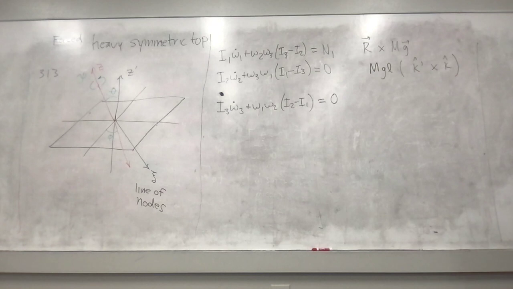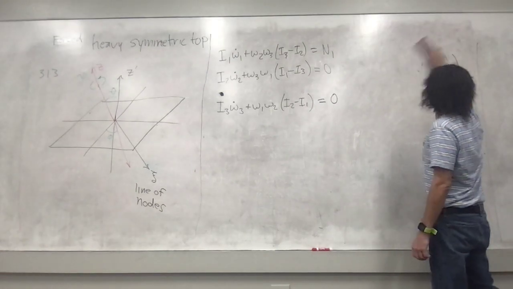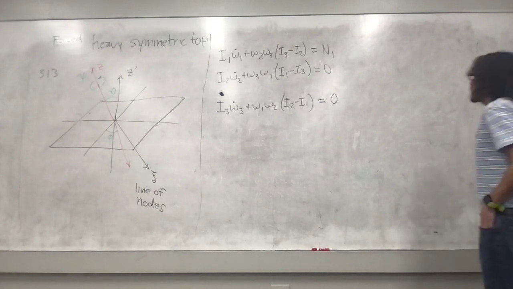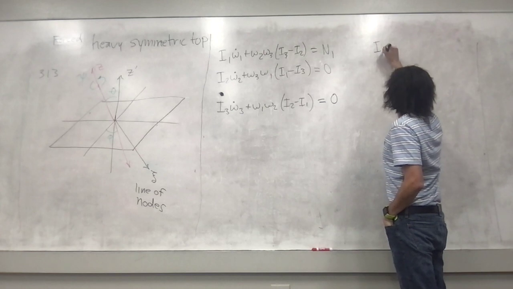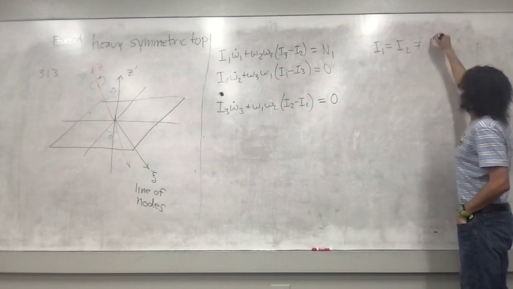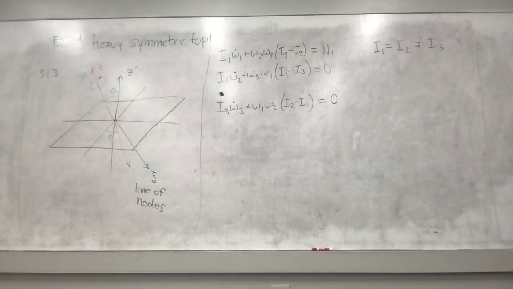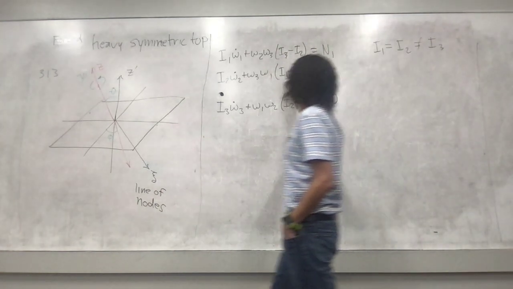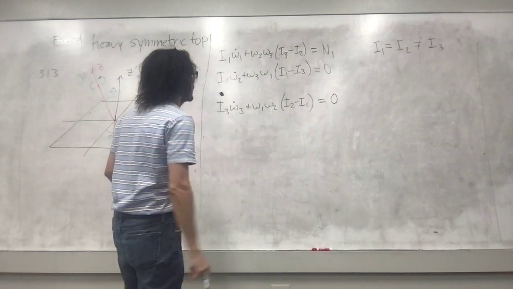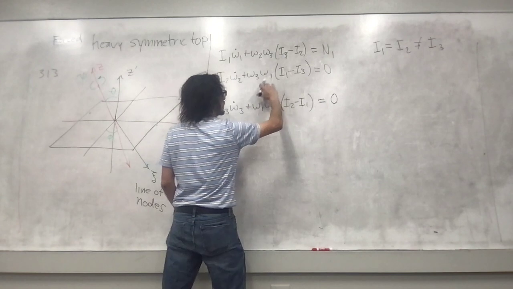So we performed a similar analysis last time. You asked for the more general system, but let's see what happens here. The symmetry that we are enforcing is I1 equals I2 different than I3. So this one is one.